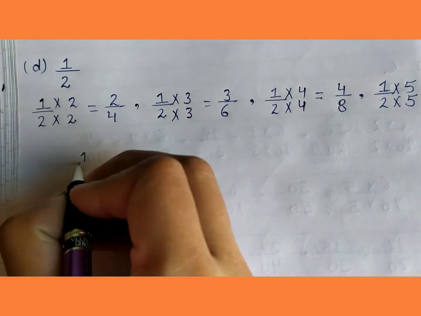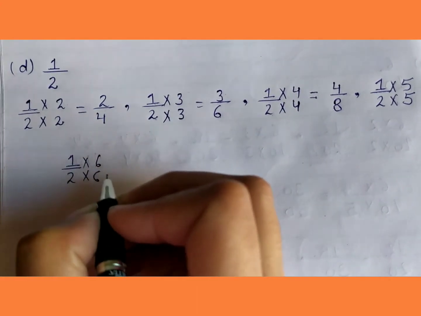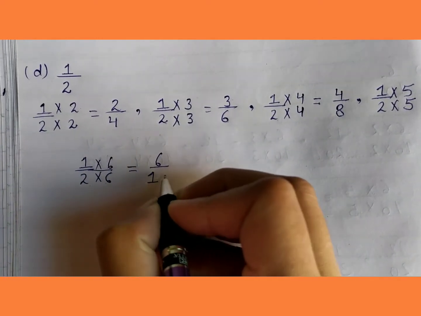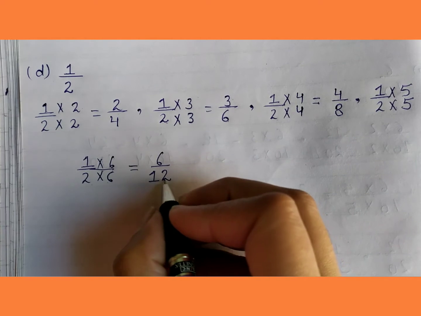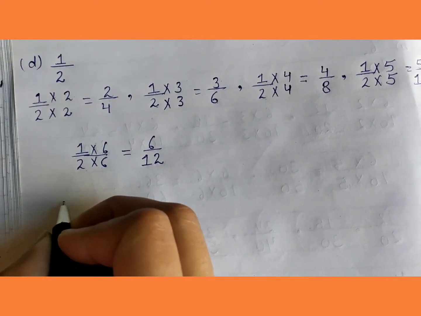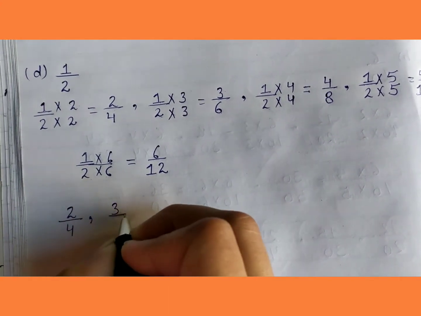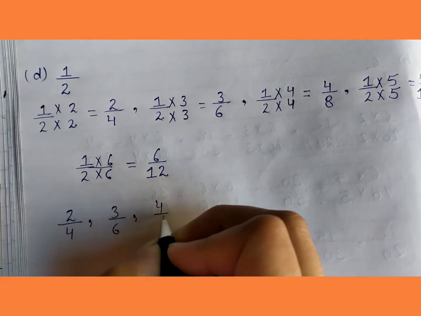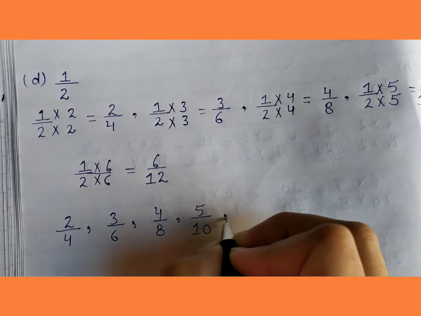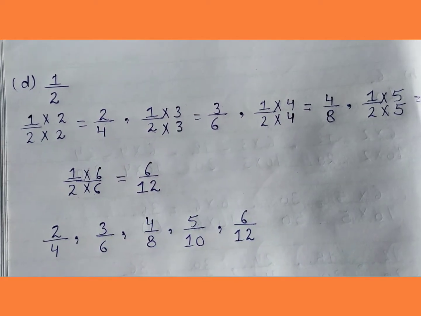Next is 1 upon 2 multiply by 6. 1 multiply 6 equal to 6. 2 multiply 6 equal to 12. 6 upon 12 is a fifth equivalent fraction. Write the equivalent fractions: 2 upon 4, 3 upon 6, 4 upon 8, 5 upon 10, and the fifth equivalent fraction is 6 upon 12. All are equivalent fractions. This is the answer.